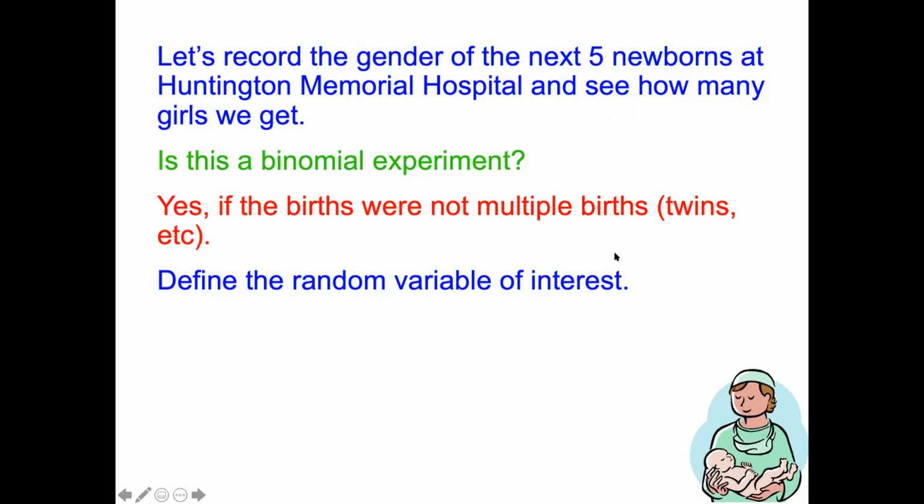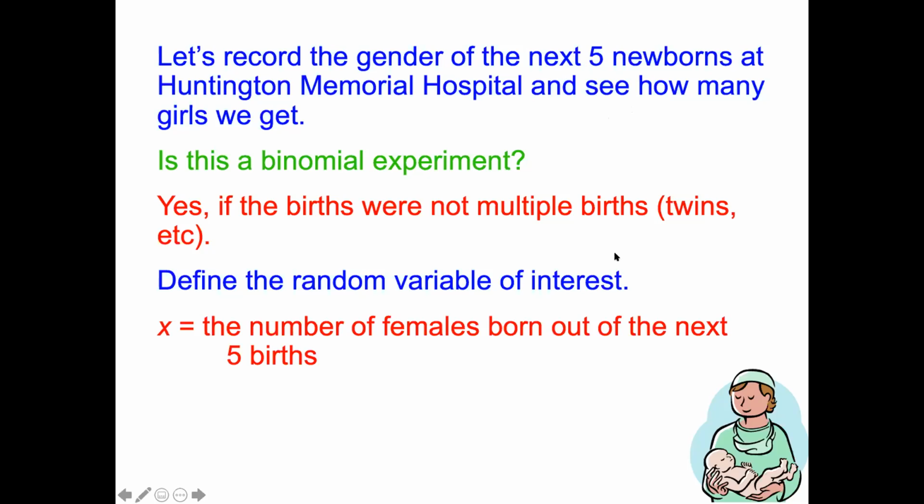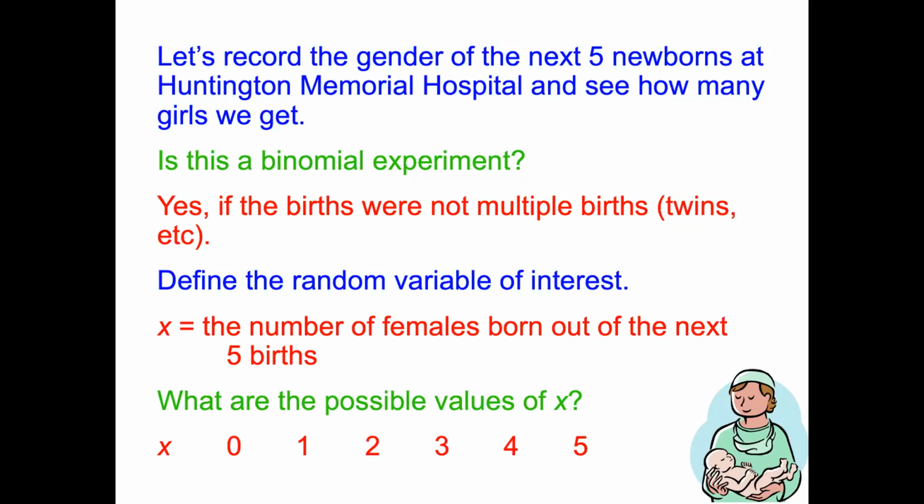Since we're seeing how many girls we get, we're going to set X, our random variable of interest, to be the number of females born out of the next 5 births. And if that is our X, the possible values are 0 girls out of the next 5 babies, or 1 or 2 or 3, 4, or maybe all 5. So these are the possible values that X can be. So this is a discrete variable.